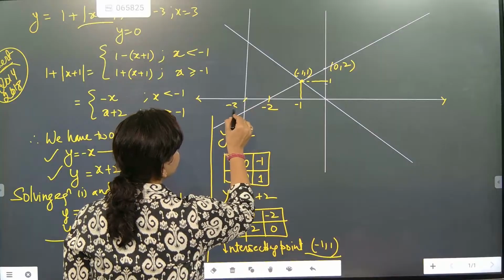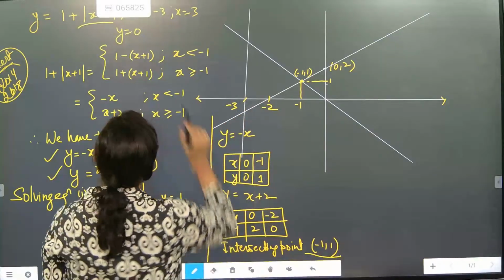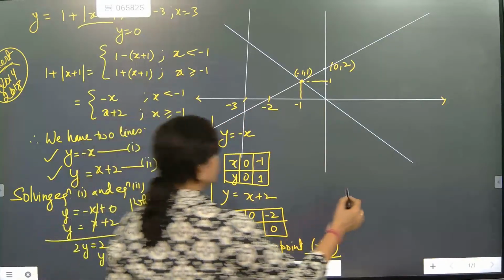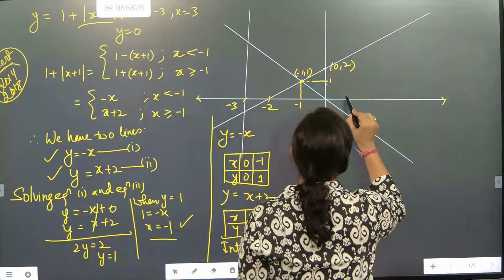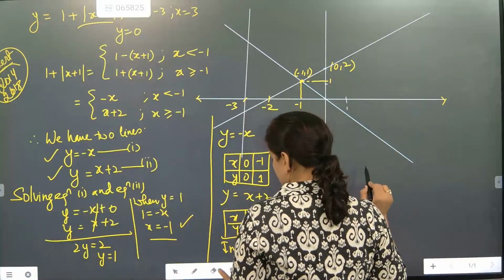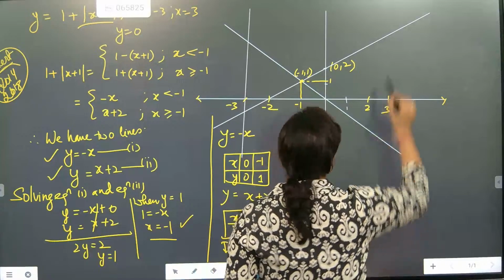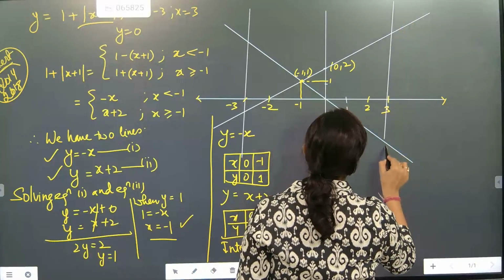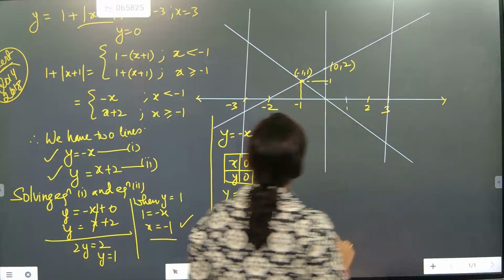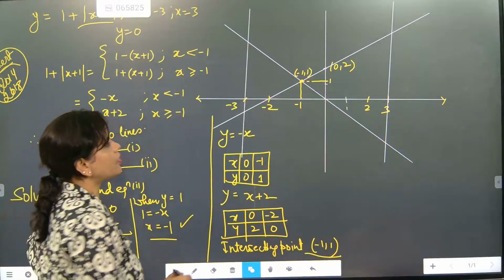This part is coming as x is equal to minus 3. Next part is x is equal to 3. So x is equal to 1, 2 and 3. So now we are going to draw x equal to 3. So what is the bounded region? Let's see what all are the bounded regions.